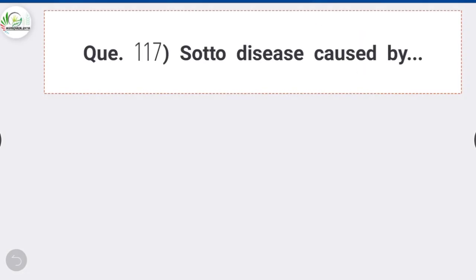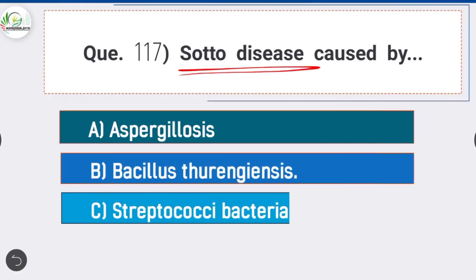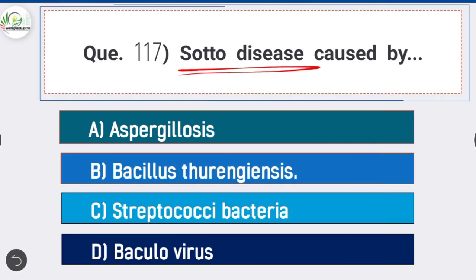Question number 117. Soto disease caused by, and the correct answer is option B, Bacillus thuringiensis. Soto disease in silkworm is caused by Bacillus thuringiensis. The bacteria produces a toxin which kills the worms. Infection occurs orally or through wounds.